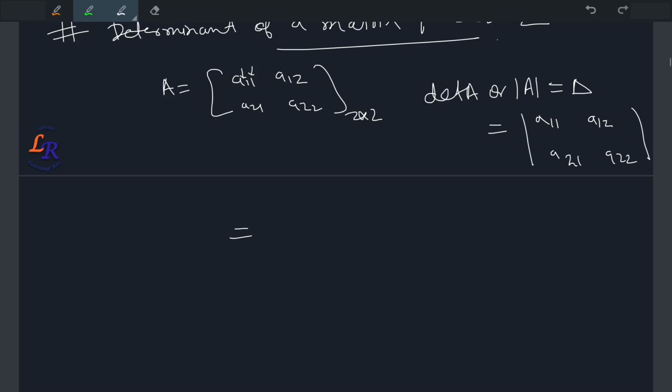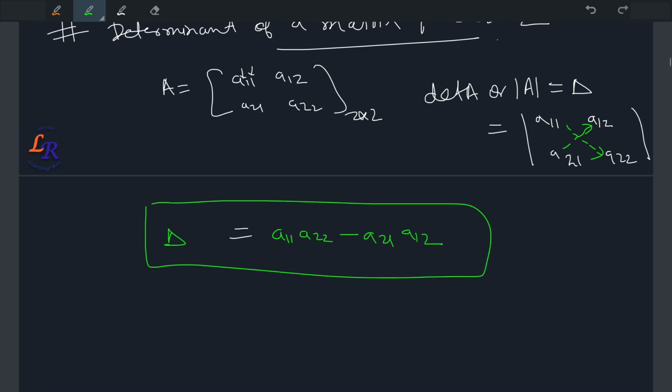To find that value, you multiply this element with this, and this element with this, and take the difference. So delta is equal to A11 A22 minus A21 A12. This is the value of the determinant of this matrix.